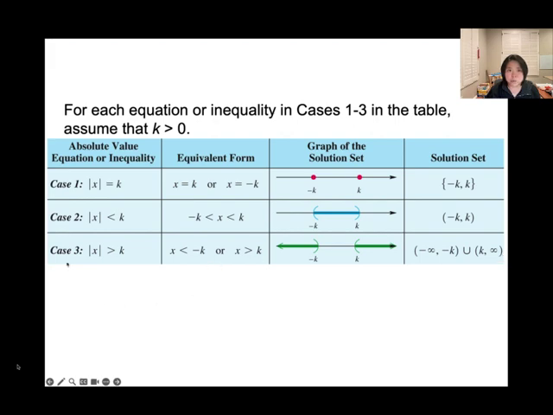I need you guys to remember this table. Highlight it. You have to remember that in case 2, absolute value of x strictly less than k, the solution will be x in between negative k and k. When absolute value of x is strictly greater than k, then you're going to have the disjoint solution here.